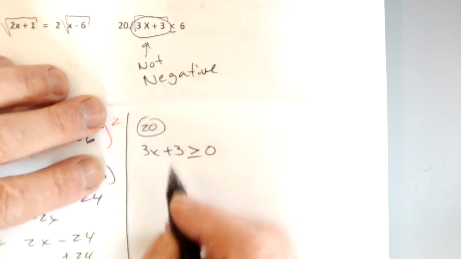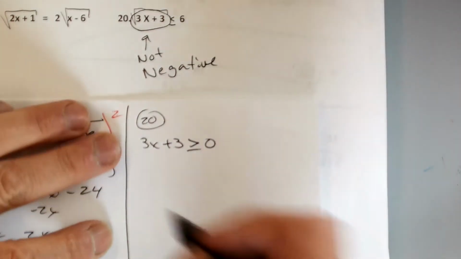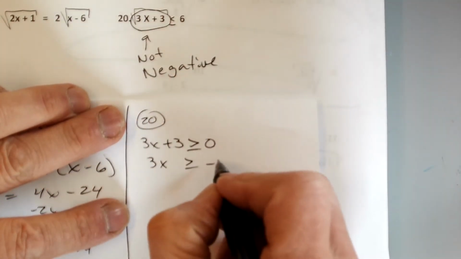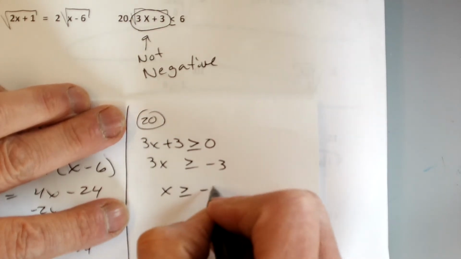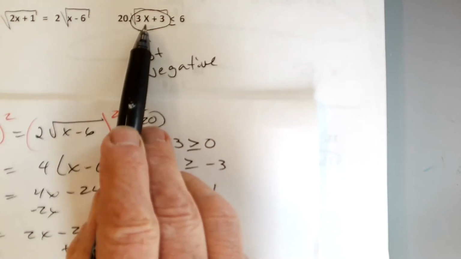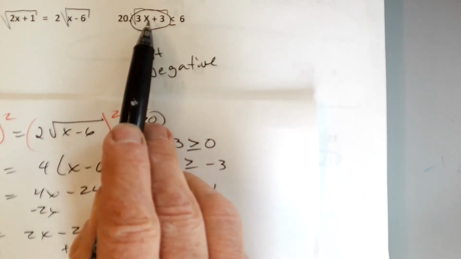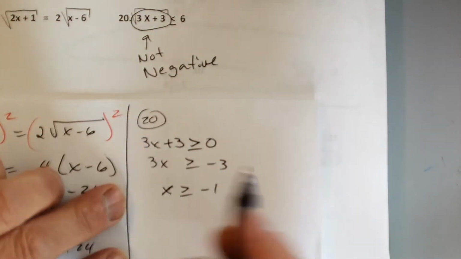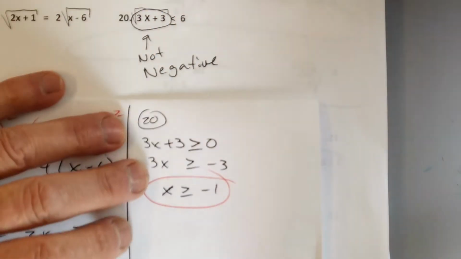To do that, I make sure that 3x plus 3 is greater than or equal to 0, okay? So just solve: 3x is greater than or equal to negative 3. Divide by 3, x has to be greater than or equal to negative 1. If x is negative 1, you get 0. If x is negative 2, bad news. You're going to take the square root of a negative, and you can't do that. So that's my first part, and it's part of my answer. The other part is just to solve it, which we can do.